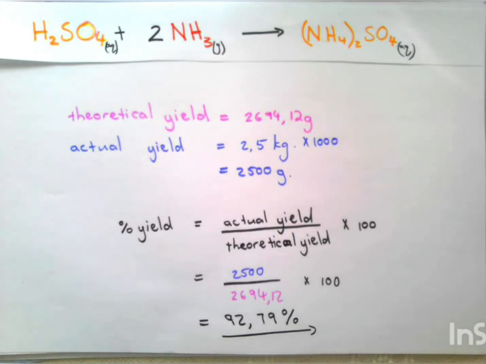This is not a too bad percentage yield. So again, this is just a little add-on to the previous question. Whenever they ask you for percentage yield, you need to know the theoretical yield, so you'll have to calculate that. Remember, when you calculate that, check that you know the amount of moles of your reactants, the limiting reagent, and then also your theoretical yield.